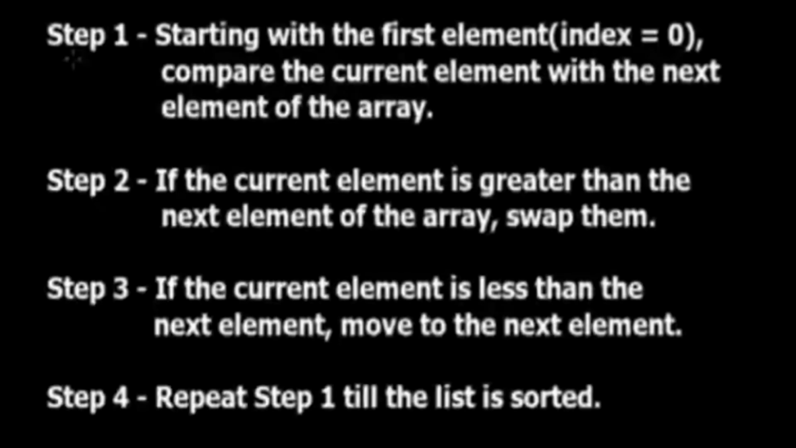So, how does bubble sort work? First step, start with the first element, or index 0. Compare the current element with the next element of the array. Step 2, if the current element is greater than the next element of the array, then swap them. Step 3, if the current element is less than the next element, then move to the next element. And lastly, repeat step 1 until the list is sorted.